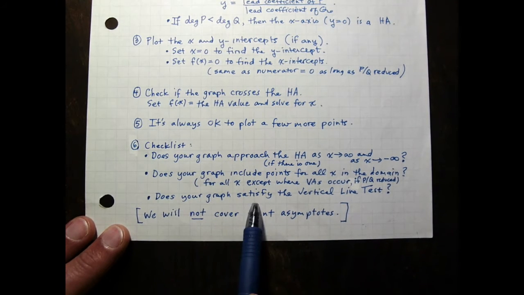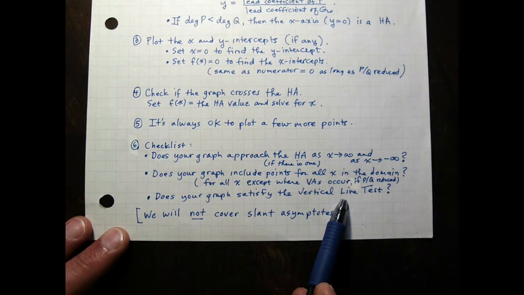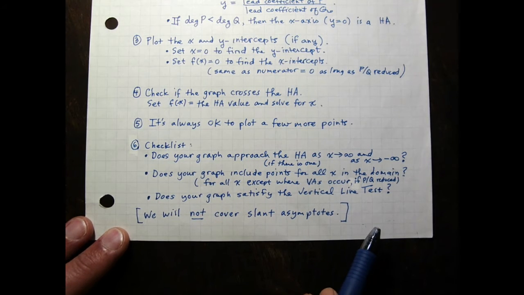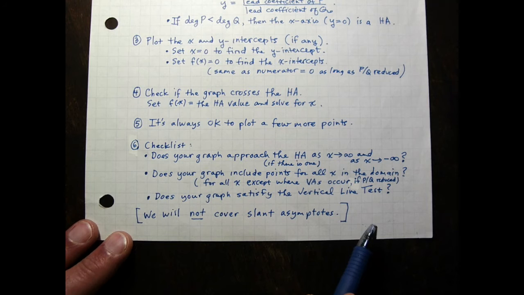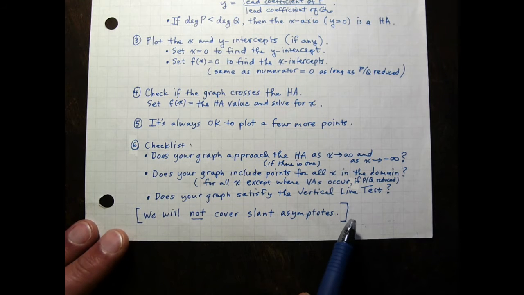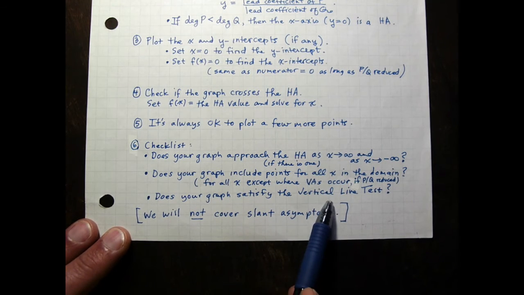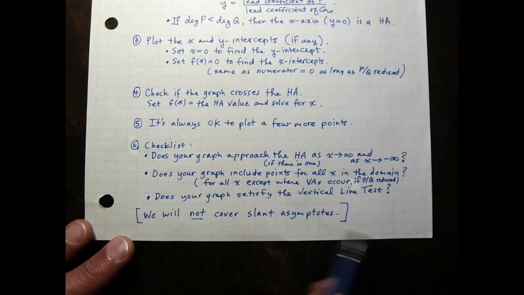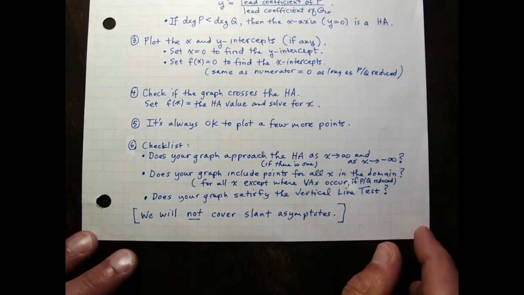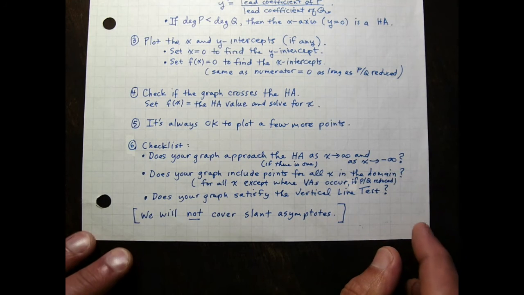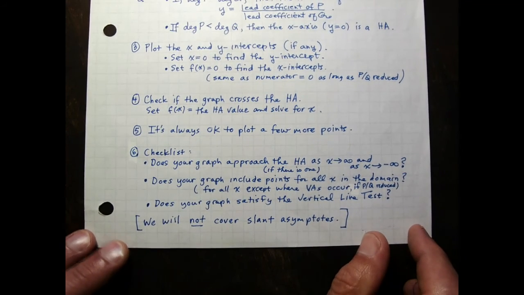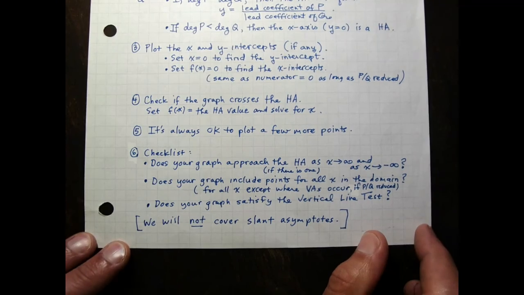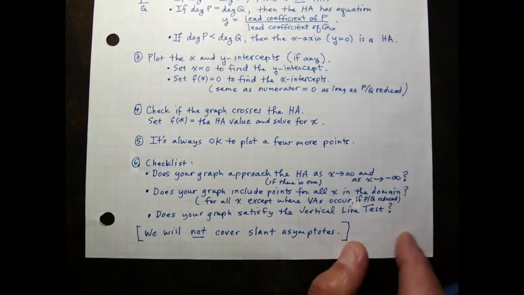And does your graph satisfy the vertical line test? I've also had students who draw a graph that kind of loops back on itself and does crazy stuff, but these are functions. So your graph has to satisfy the vertical line test in the end. Finally, we will not cover what are called slant asymptotes in this course. If you want to know, you can just send me an email about it and I'll talk to you, or we can communicate other ways. I'm not going to cover slant asymptotes at all, which you do see a little bit of in the textbook.